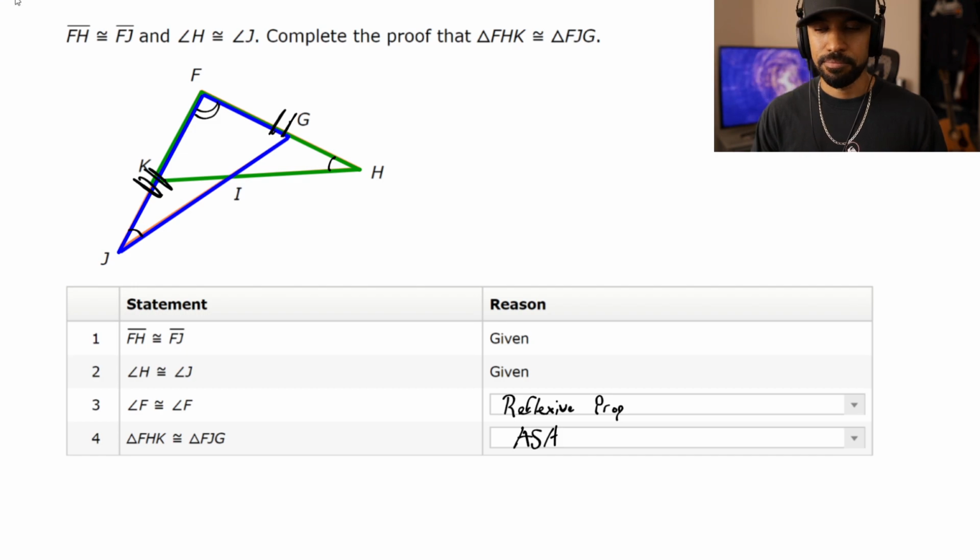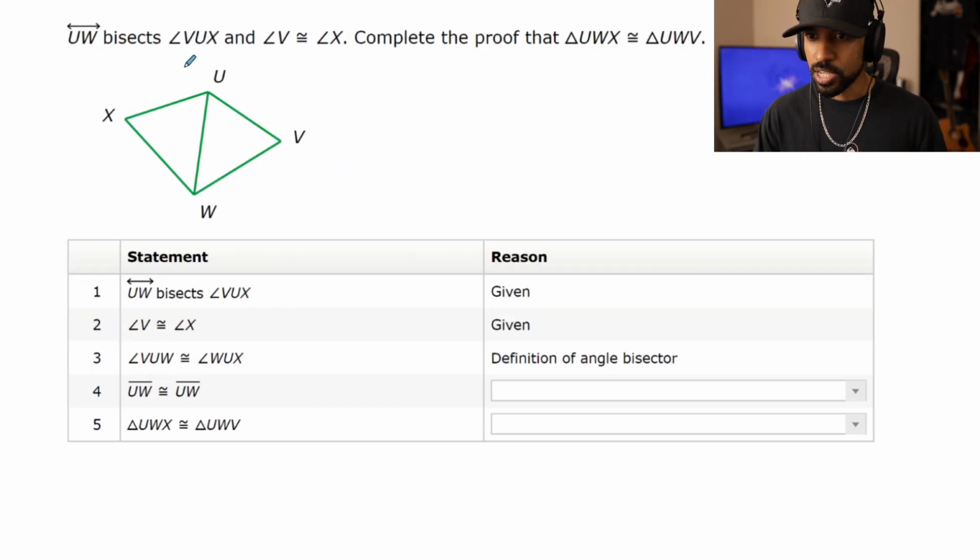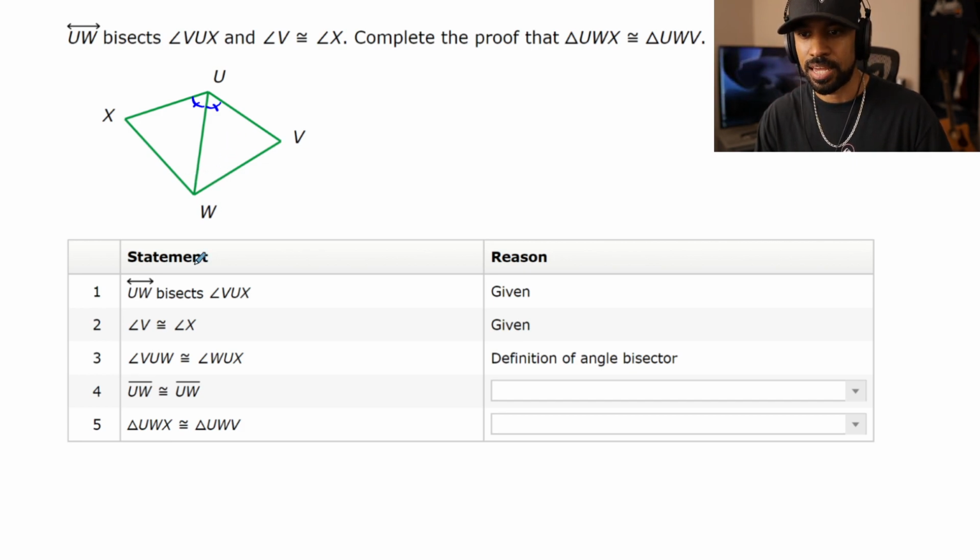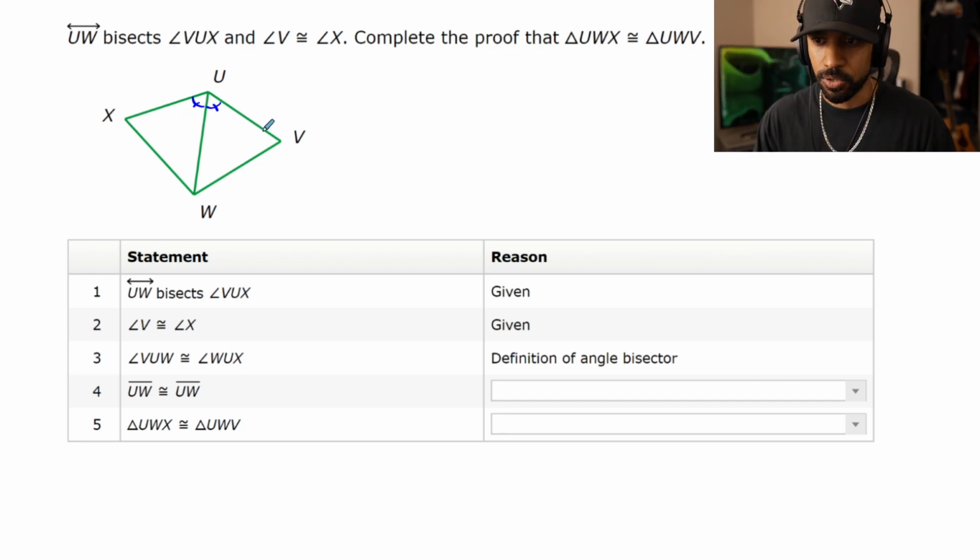And I have one more problem to do with you guys here. Segment or line UW bisects angle VUX. So angle VUX is this guy right here. Segment UW or line UW bisects it. That means these two parts are congruent right here. It does not say that it bisects angle XWV, so I have no knowledge that these two parts here are congruent. I can't state that. And they don't either. But they do give us that angle V is congruent to angle X. So this part and this part are congruent.